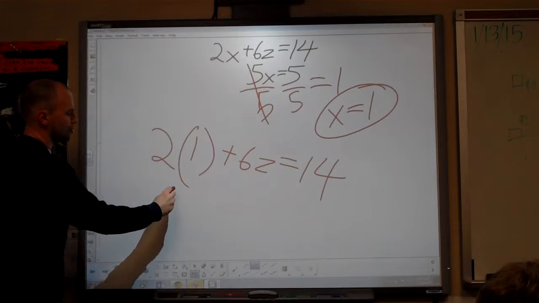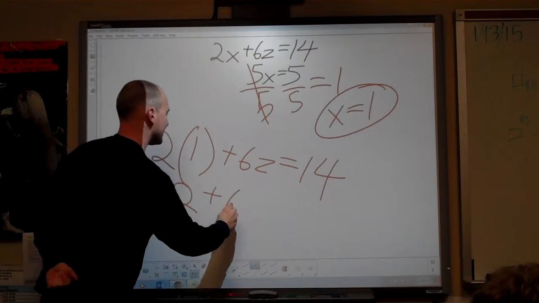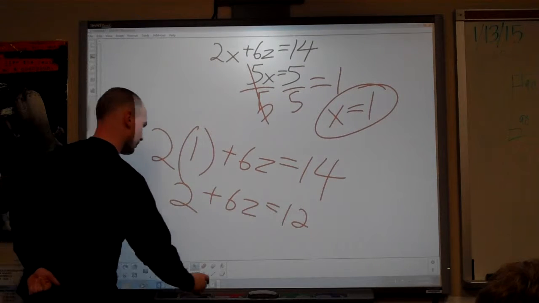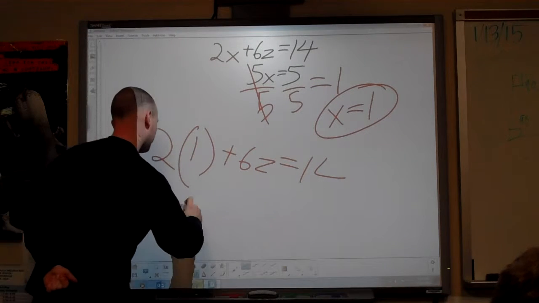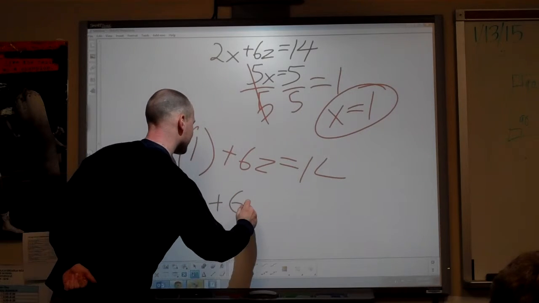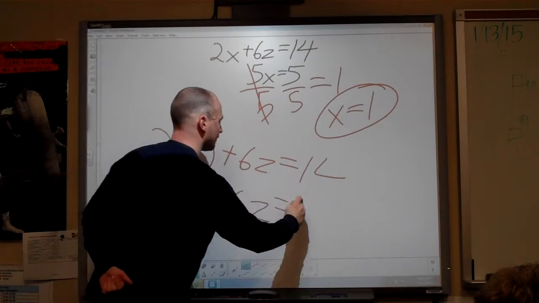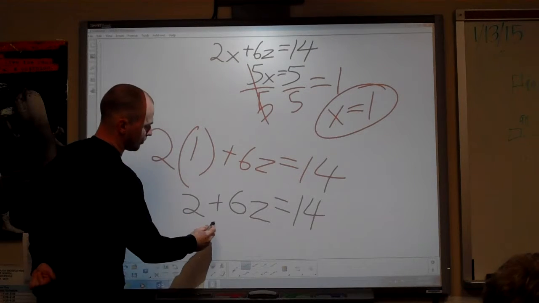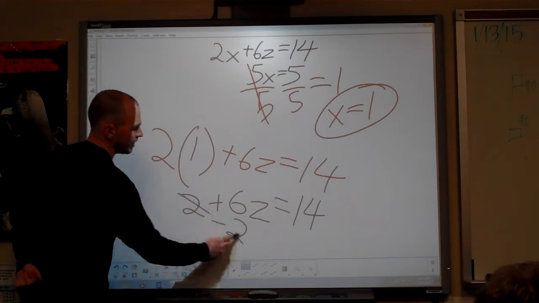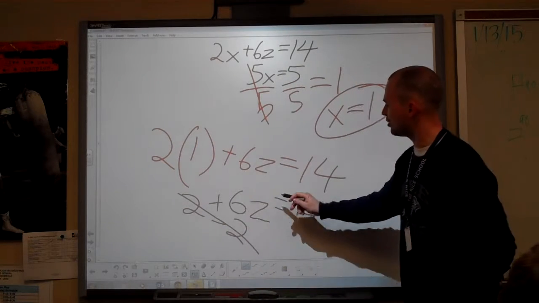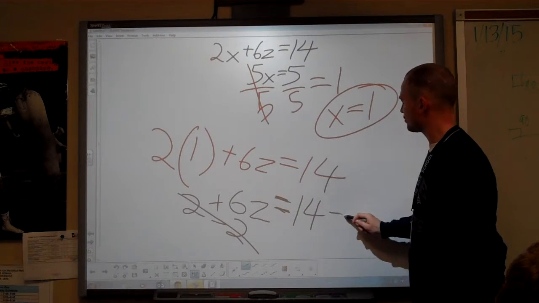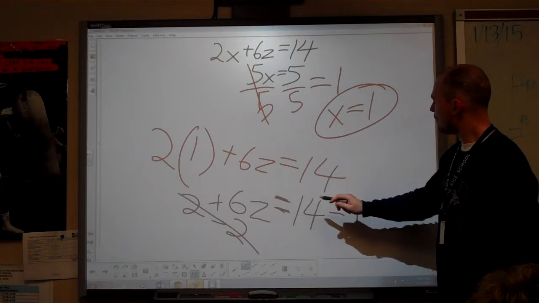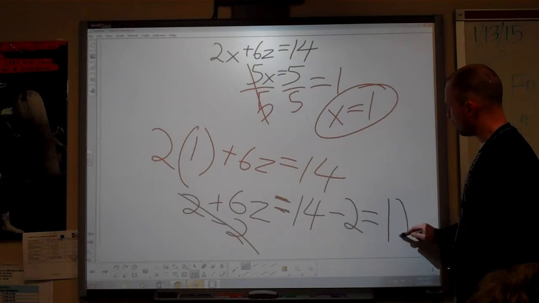So 2 times 1 is 2. 2 plus 6z equals 14. So in order to get rid of this plus 2 here, I'm going to subtract 2. If I subtract 2 from this side of the equation, in order to keep this equal, I've got to subtract 2 from this side of the equation. So 6z equals 14 minus 2, which is 12.